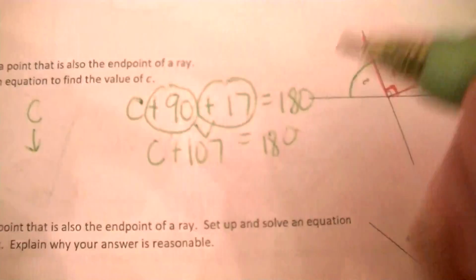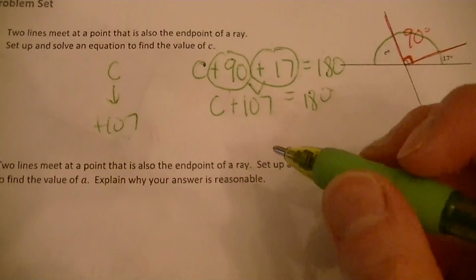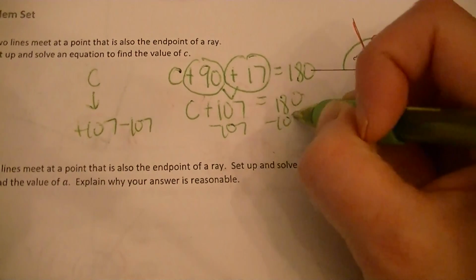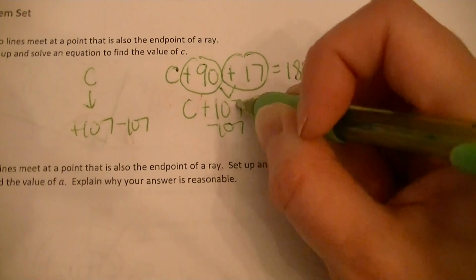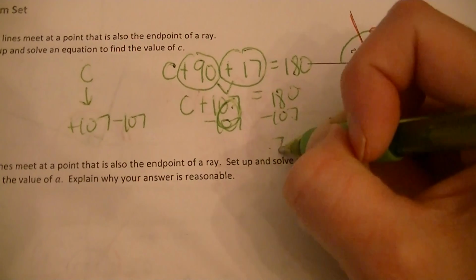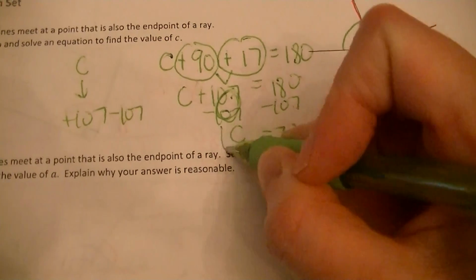We started with C, then we just added 107 to it. And the inverse operation of adding 107 is subtracting 107, and we have to do that to both sides of that equal sign. So 107 minus 107 is 0. 180 minus 107 is 73. Bring down your equal sign, bring down your C. C is equal to 73.